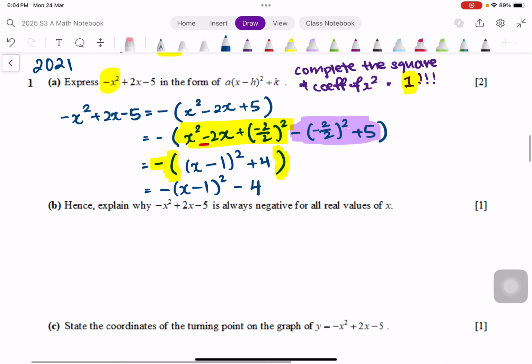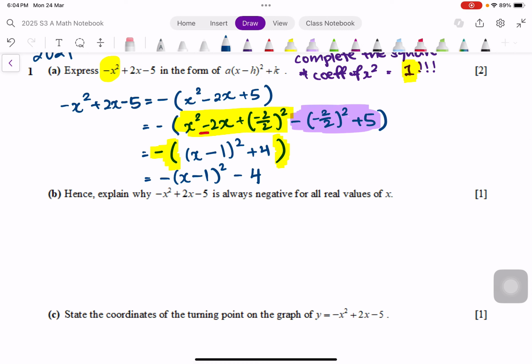Okay, now let's take a look at part B. Hence, explain why -x squared plus 2x minus 5 is always negative. Okay, so hence meaning you use the answer from the first part. So -(x minus 1) squared minus 4. Okay, now I think your teachers have mentioned to you many times already. Every time you square something, this is always positive. So this is how you must explain, step by step.